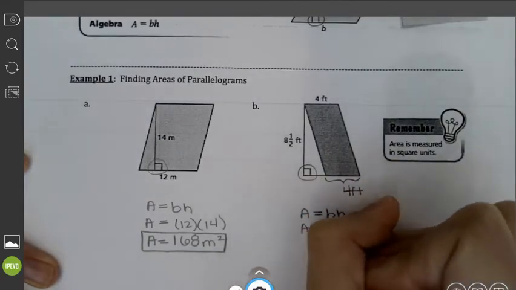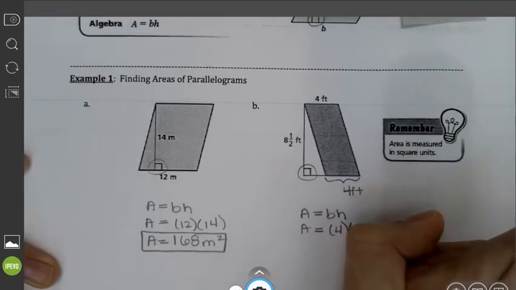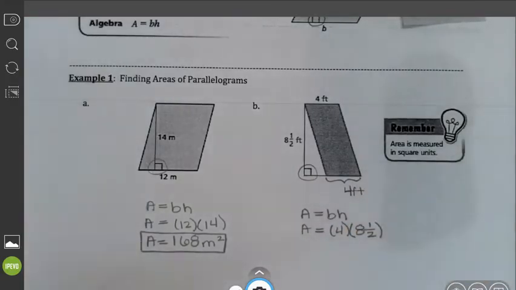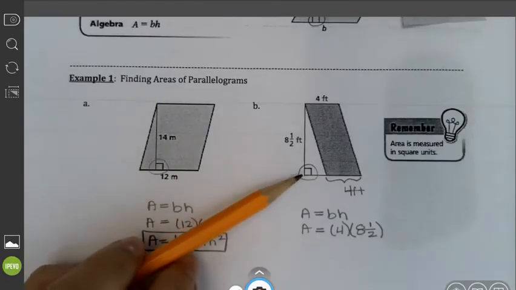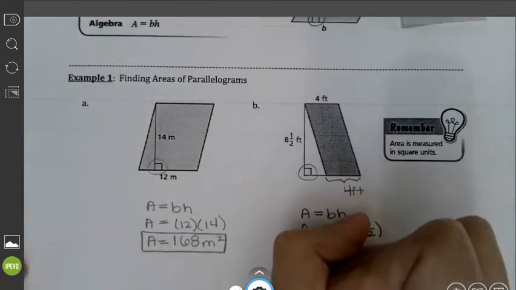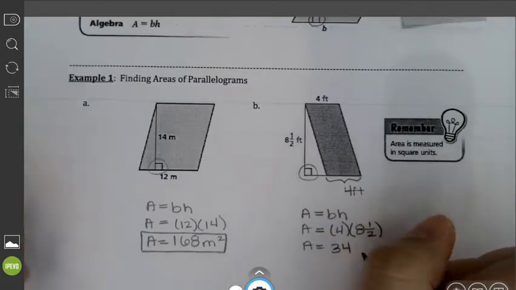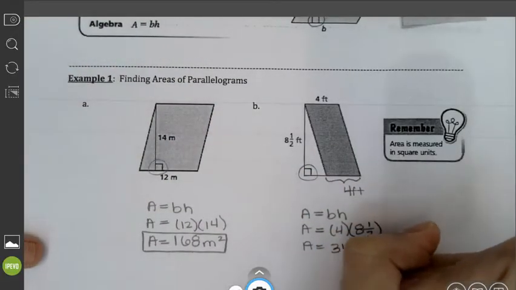So I'm going to use a base of 4 and a height of 8.5. Again, we're looking for that right angle to be created by the connection of the height and the base. And this gives me 34 feet squared.